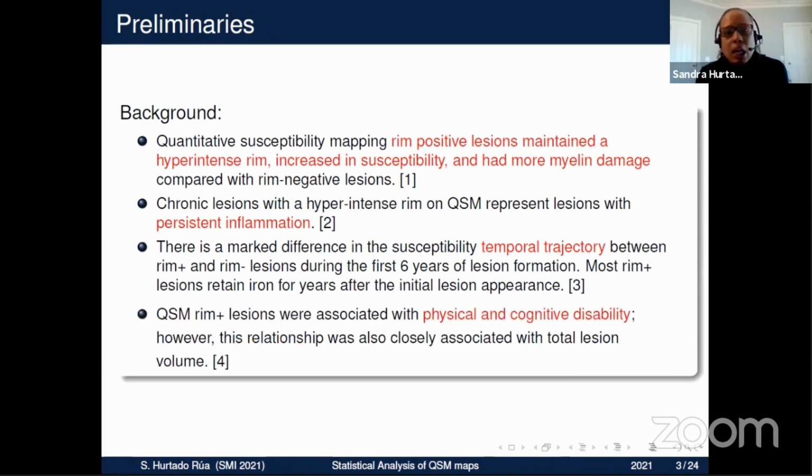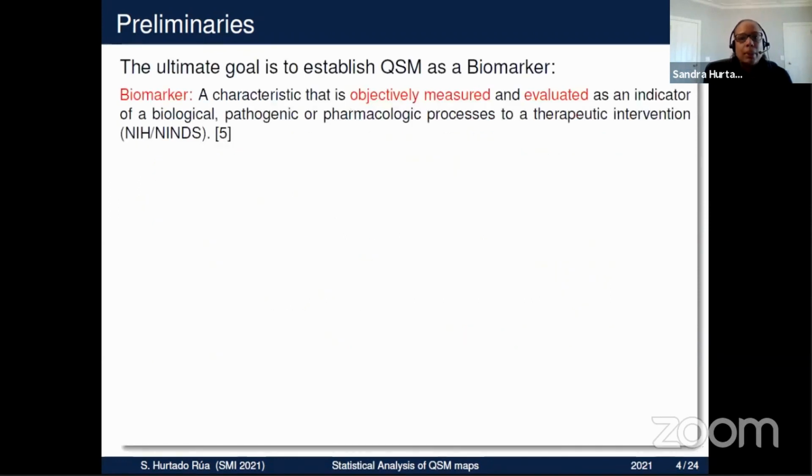And so what we are looking at now is to translate this quantitative QSM, or the number of rim-positive lesions, or both, to actual clinical endpoints, such as physical and cognitive disability. This is work in progress that Susan talked about. But as I said before, the goal for us is to elevate QSM. We have shown a lot of association, to actually a biomarker.